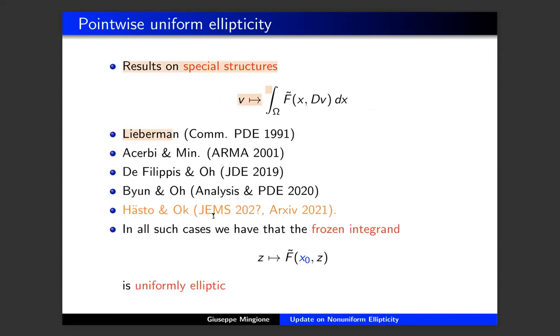So these are results on the mild non-uniform ellipticity, recent results dealing with dependence on coefficients. And in all such cases, the crucial assumption is that when you freeze x, you get a uniformly elliptic integral. So this is not what I'm going to talk about today. We want to go beyond these papers. In particular, there are new interesting papers by Hästö and Ok on this situation, where they also give a more general view on previous papers by Baroni, Colombo, and myself, and Acerbi and myself. But still, the crucial point is that you are in the classical non-uniformly elliptic setting.